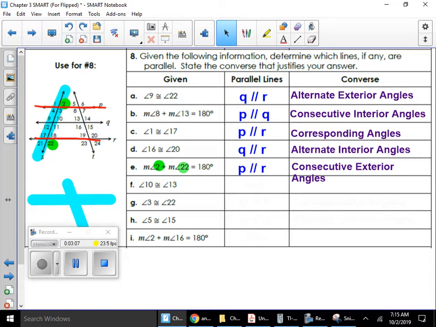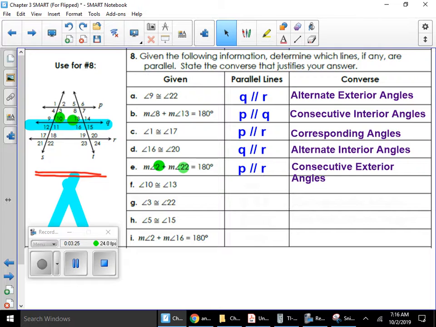What about 10 and 13? 10 and 13. So now we are looking at Q as our transversal. 10 and 13 are consecutive, same side of the transversal, interior angles. Unfortunately, congruence is not the converse for consecutive interior angles. For consecutive interior, what we want is supplementary.